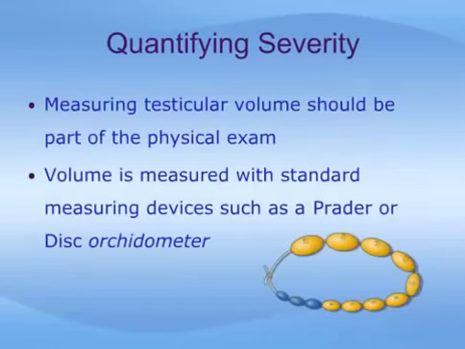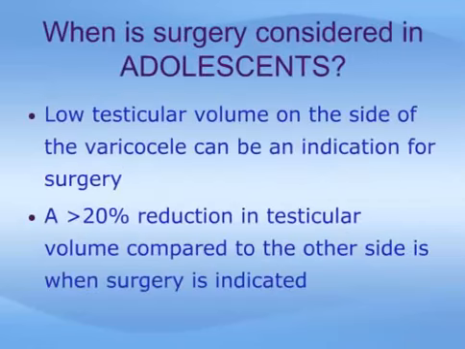Because varicoceles can stunt the growth of developing testicles, part of the physical examination involves an assessment of the size or volume of the testicles. While some doctors may gauge this by experience, it is most accurately done using a standard measuring device such as a Prater or disc orchidometer. A Prater orchidometer is illustrated here.